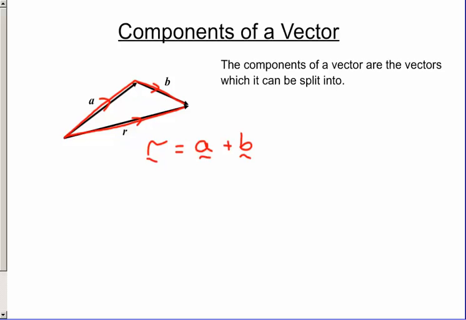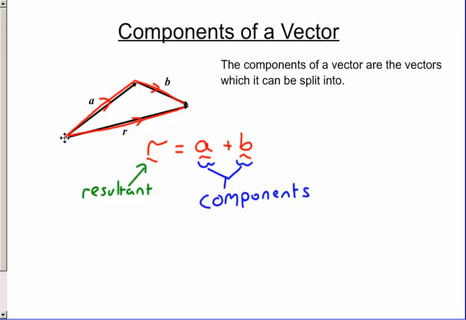Now we've already seen that r is called the resultant of a and b. So r is the resultant of a and b. But we can also go the other way and say that a and b are the components of r. So the resultant r is made up of the components a and b.